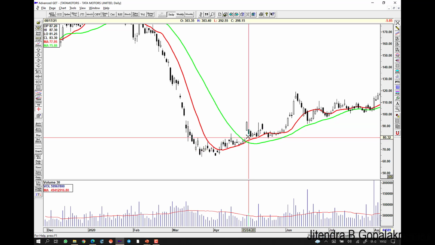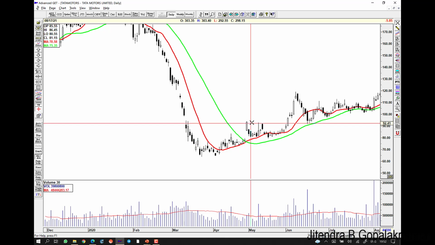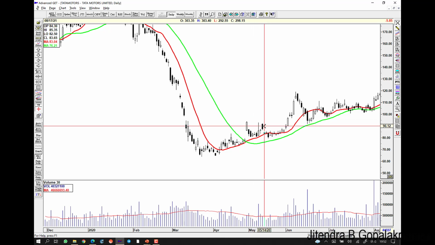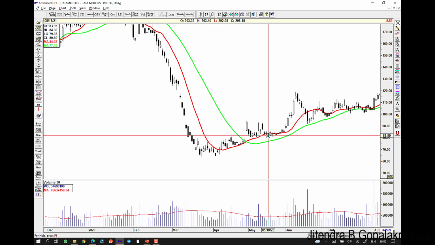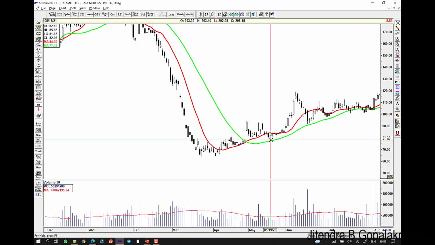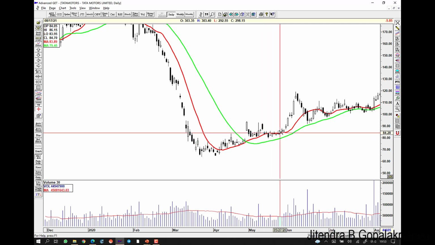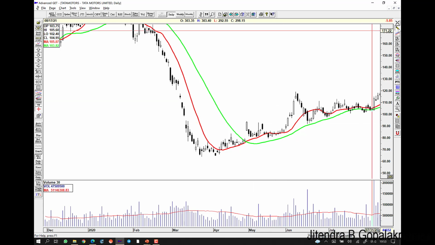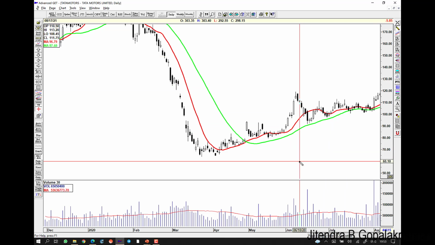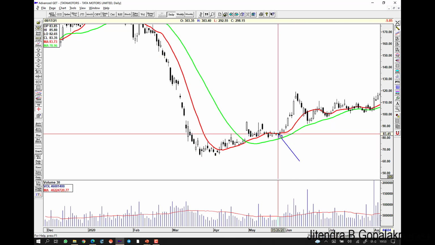And as you exit, you once again go long. You went long here. And what happened here? The market came below the red line, but did not cross the green line. Once again it went up. So what will you do? Right here, you can add to the quantity.